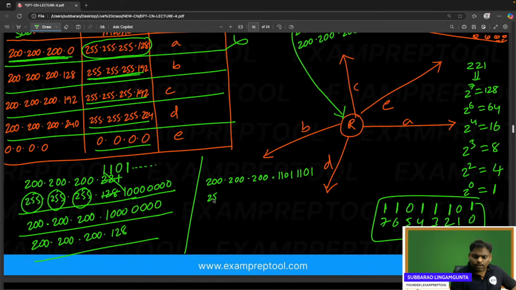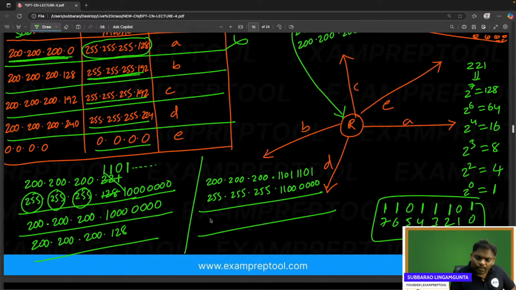It is 255, 255, 255, 192. 192, everyone listen. 192 in binary format, how? 128 plus 64 is 192. Of course, 11 followed by 00 followed by 0000. Do the AND operation. When you do the AND operation, all ones ANDed with anything gives that same thing. So what is the answer?